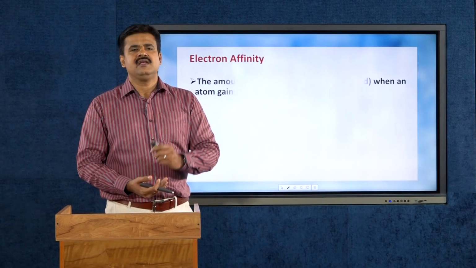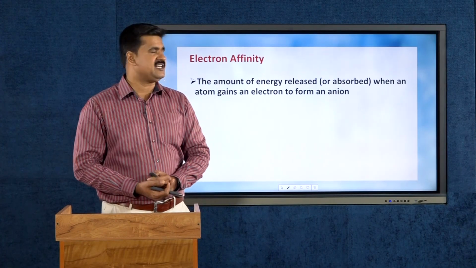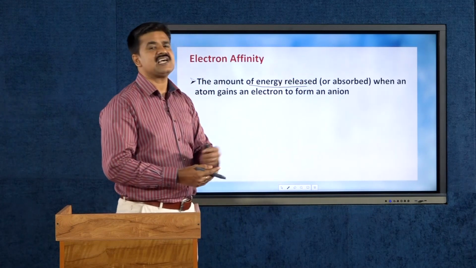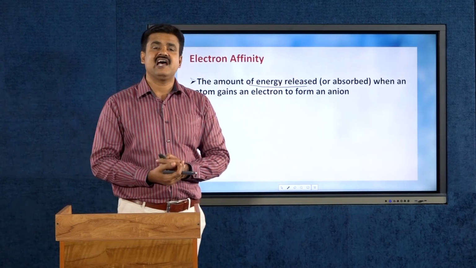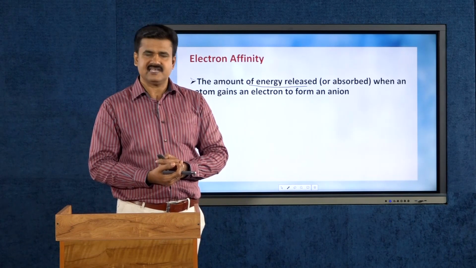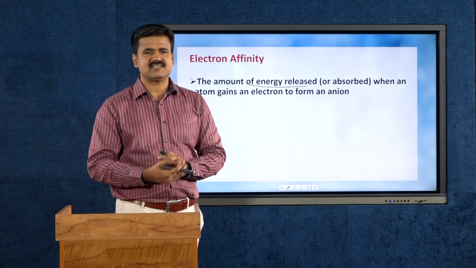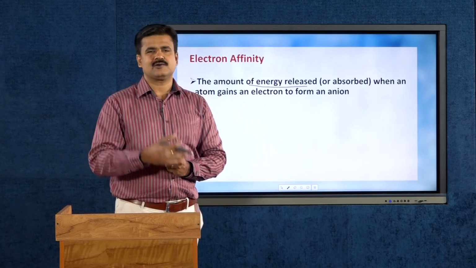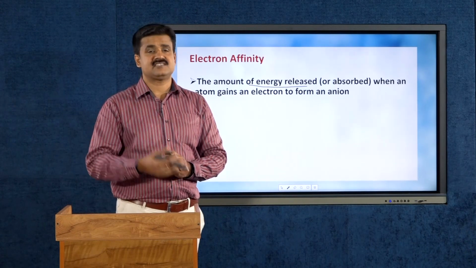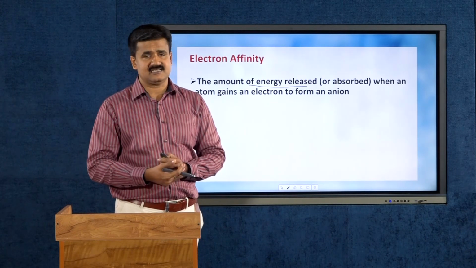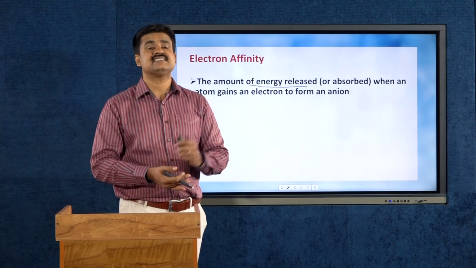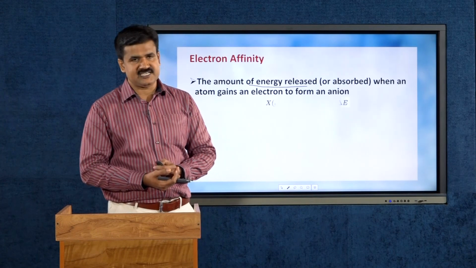Electron affinity is defined as the amount of energy released, sometimes absorbed, when an atom gains an electron to form an anion. That is, an isolated gaseous atom gains one more electron to convert it into an anion. In many cases, energy is released, but in very rare cases, energy may be absorbed. That energy change is taken as electron affinity.